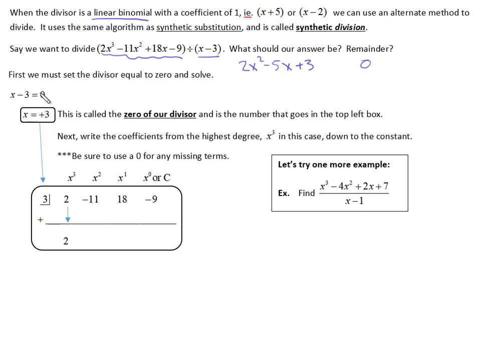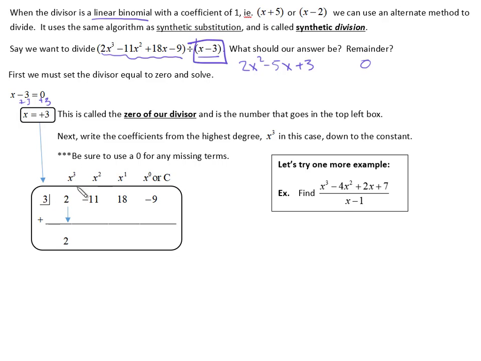All right. The first thing we need to do, though, is take our divisor and set it equal to 0 and solve. We need to find its 0. So if you set this equal to 0, I'd have to just add 3 over, and we get positive 3. This is called the zero of the divisor, and that's the number we put in the box. So it's the only thing that's different. We're not plugging in 3, we're dividing by x minus 3.